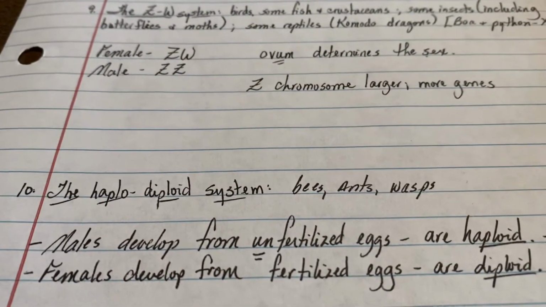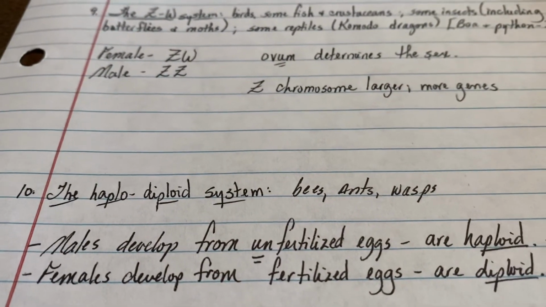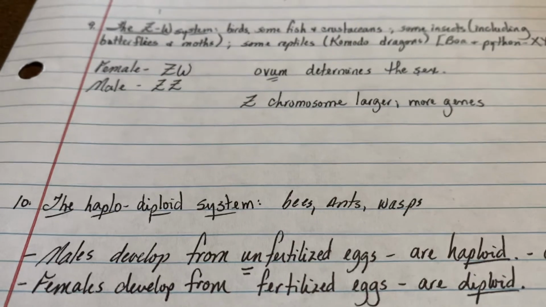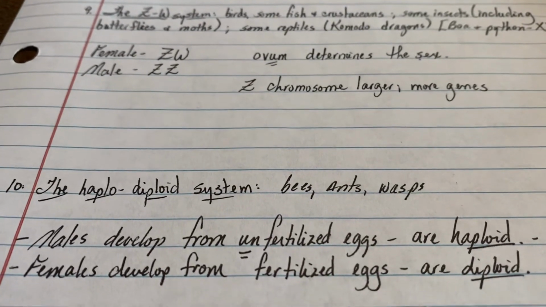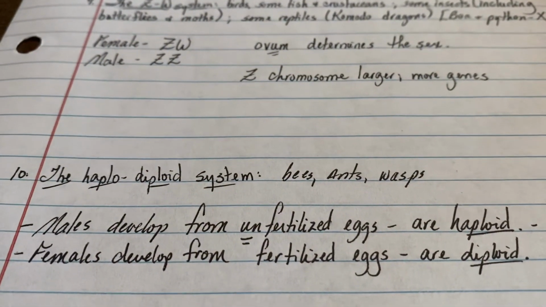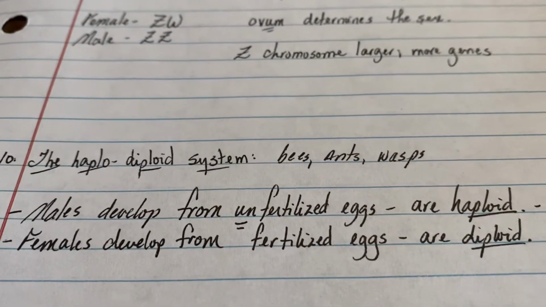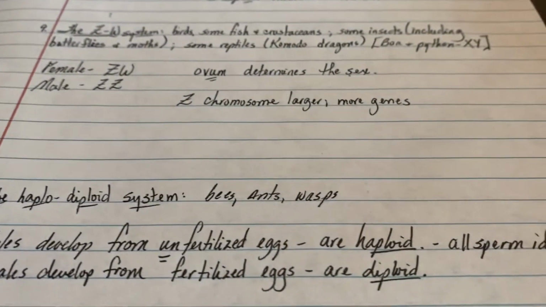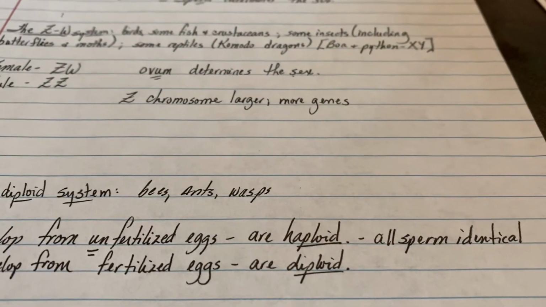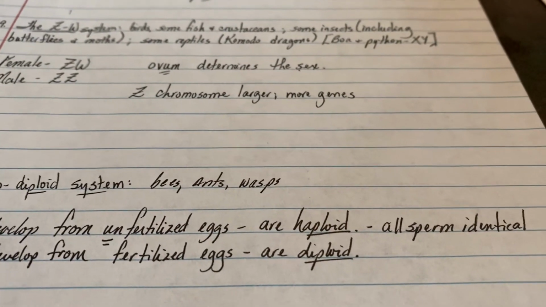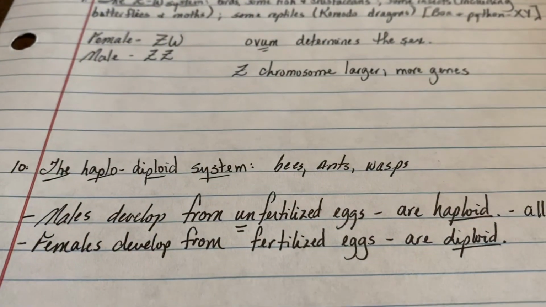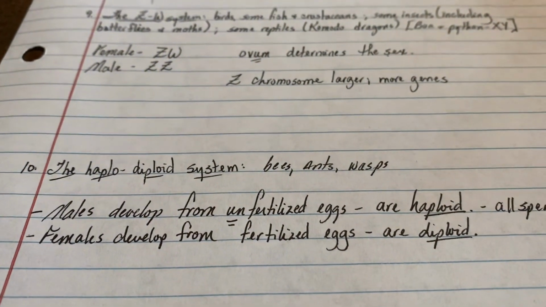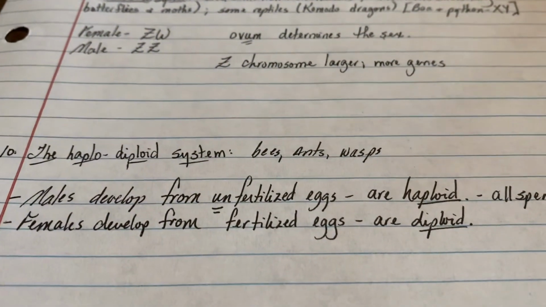Then we also have what is called the haplodiploid system. And this is common in bees and ants and wasps. Males develop from unfertilized eggs, and these are haploid. So all the sperm are identical. Females develop from fertilized eggs, and they are diploid.